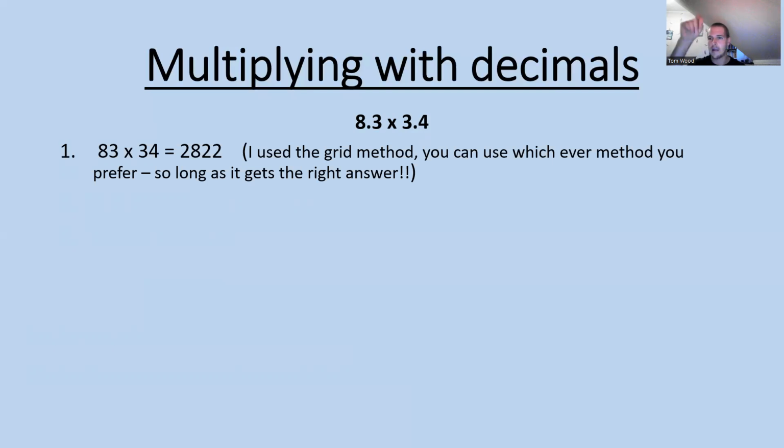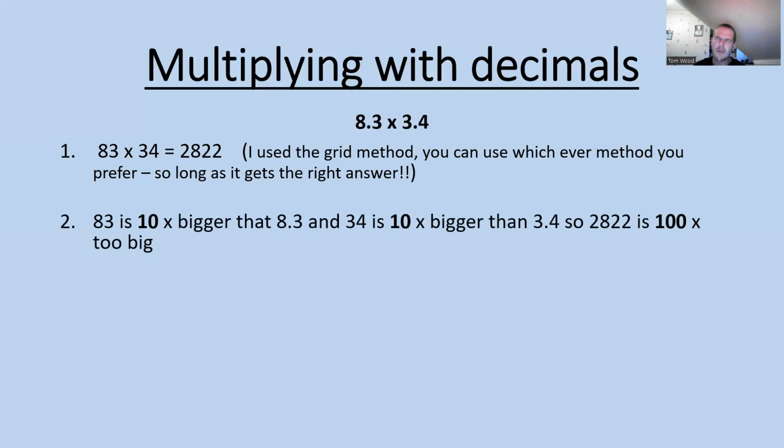So I put my 80 and my 3, my 30 and my 4, put my grid in, and I'm going to get an answer of 2,822. Now, again, all I have to do now is work out where my decimal point is going to go.